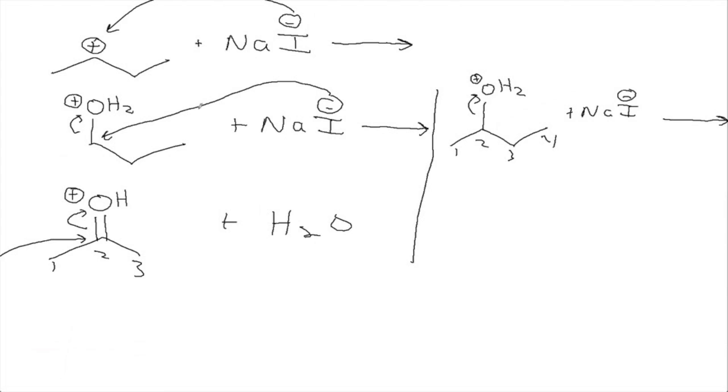So going back to my screen, we can actually start to see why this case was different. Why would this arrow not be reasonable? What type of carbocation would this form?